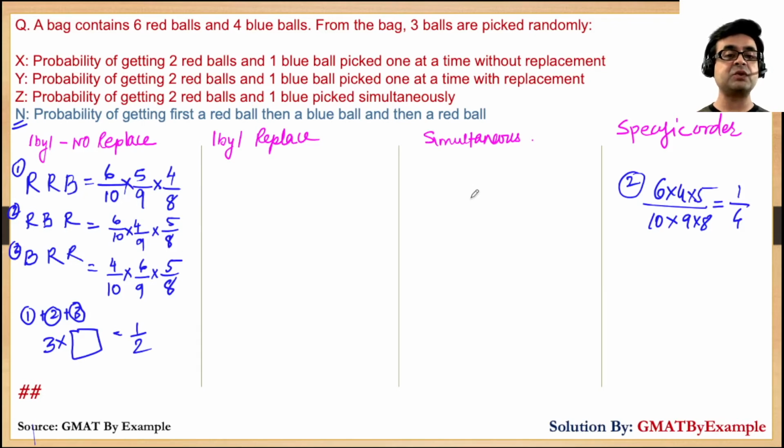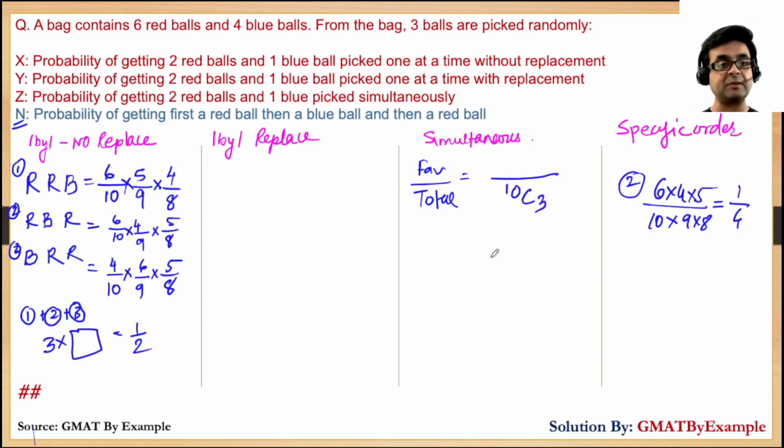In simultaneous, what I'm saying is, okay, I need 2 red balls and I need 1 blue ball. I don't really care how I select them, but I need this selection and I have to select 3 balls. So let's think about it as favorable outcomes divided by total outcomes. For me, the total outcomes is selecting 3 balls out of 10. That's it, right? It doesn't matter what color they are or what the order is. It is 10C3. Now the favorable outcomes: out of the 6 red balls, I am selecting 2, and out of the 4 blue balls, I am selecting 1.